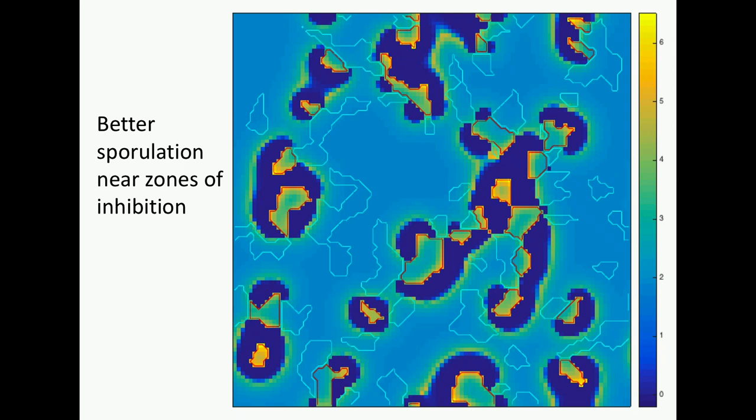If you have a zone of inhibition, usually around the edge of the zone of inhibition, you see better growth and better sporulation. Okay, so this is where the benefit of inhibition comes in. This is where inhibition pays off in the model. And that's kind of important because for evolution, you need an immediate benefit of inhibition, okay?